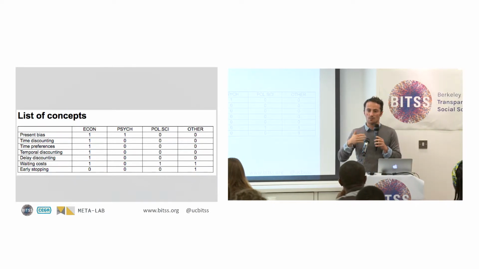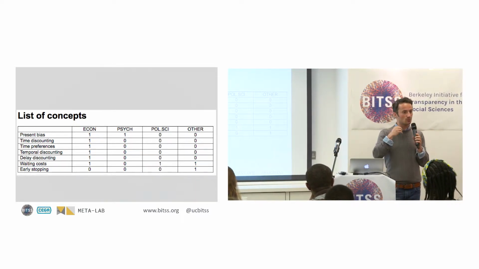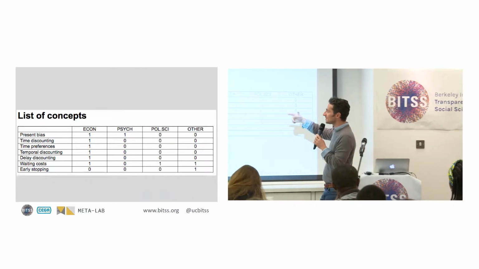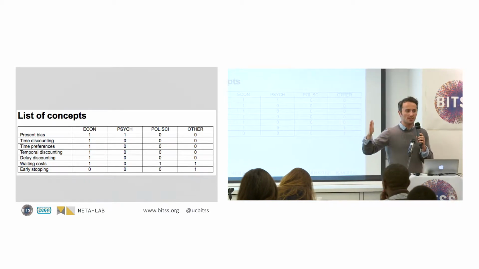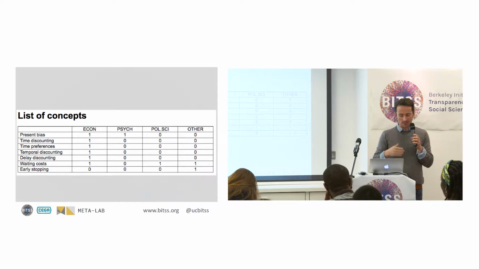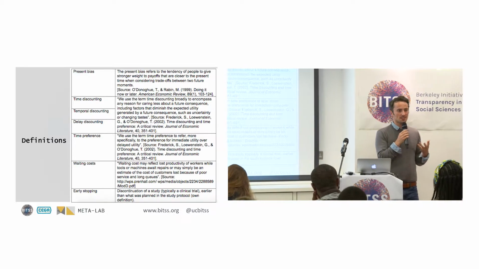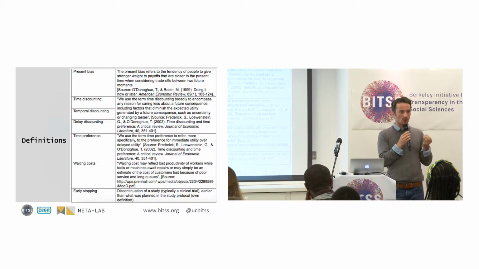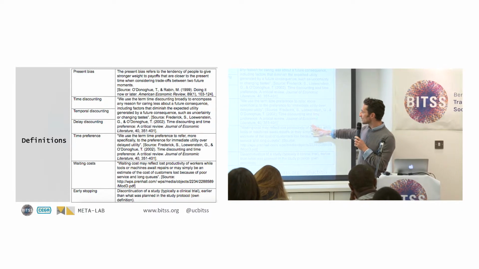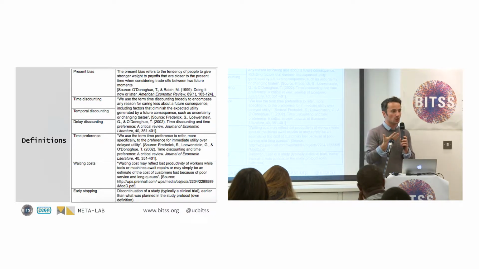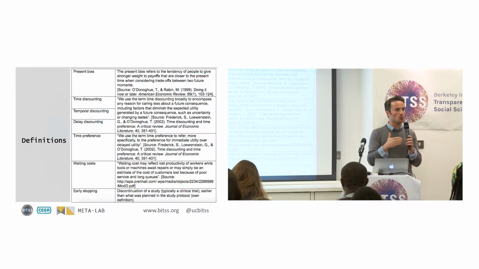After that, I consulted a few more people, and I made a list of concepts that are related to what I was interested in: present bias, time discounting, time preferences, temporal discounting, delay discounting. They more or less all mean the same thing, the importance of time when you make a decision. Then I had to check the definitions, to make sure it was really what I was interested in. I found out that present bias was very relevant, but conversely, waiting costs, a term suggested by one of my colleagues, or early stopping, were not so relevant to what I was doing.